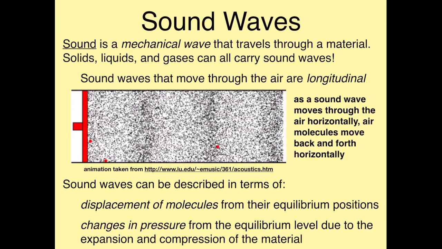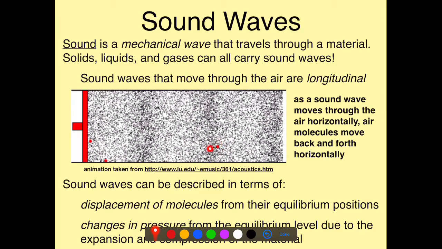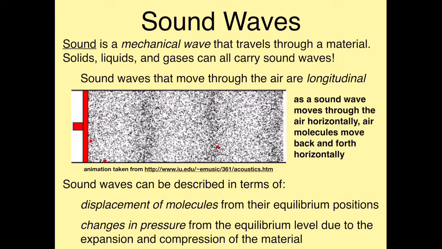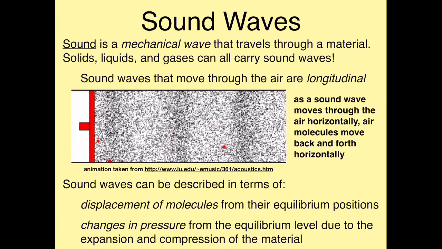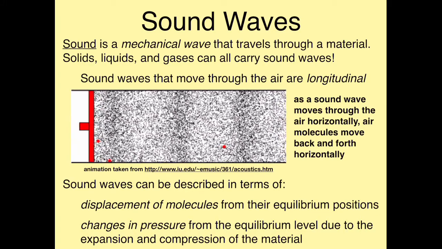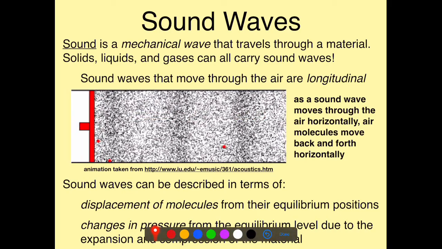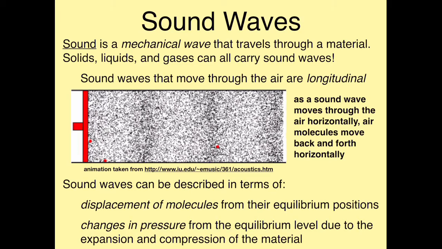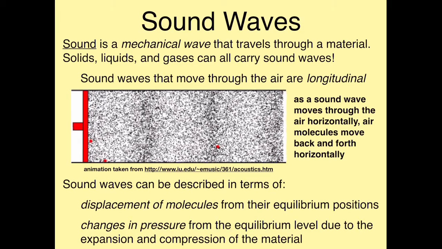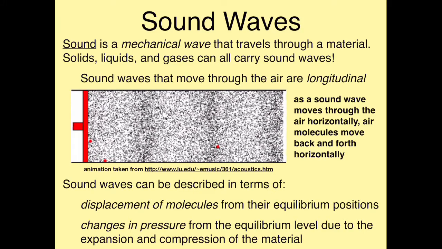If we take a look at any particular air molecule, let's say the one marked in red here, it's just moving back and forth from left to right. So it's oscillating horizontally. Now, if we think about which way the sound wave itself is moving, well, it's clearly moving to the right. Because the oscillations of the air molecules are horizontal and the wave is propagating in the horizontal direction, that's what makes it a longitudinal wave.